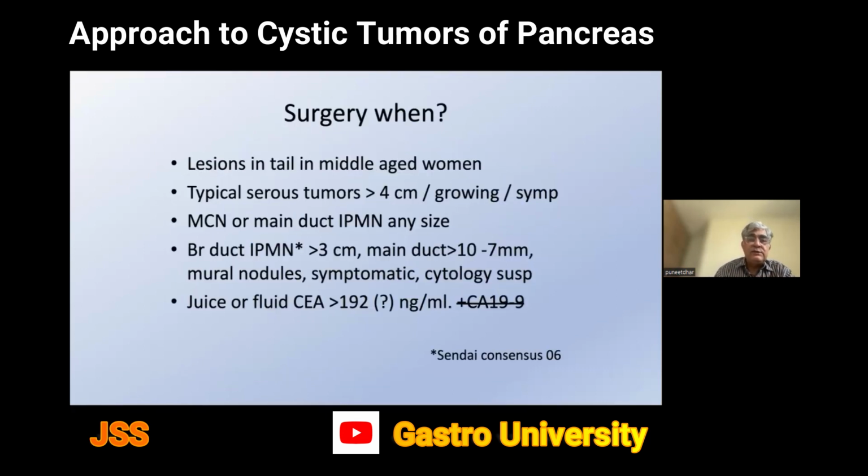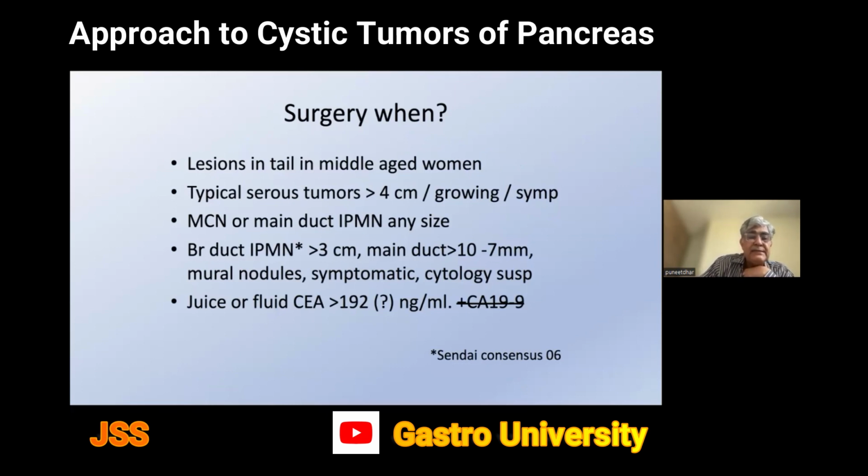So when do we do surgery? Lesions in the tail which are symptomatic in middle-aged women, where there's a higher chance of it being a mucinous tumor. Typical serous tumors which are more than 4 centimeters, which are growing or symptomatic. Mucinous tumors, both MCN and IPMN, main duct of any size.